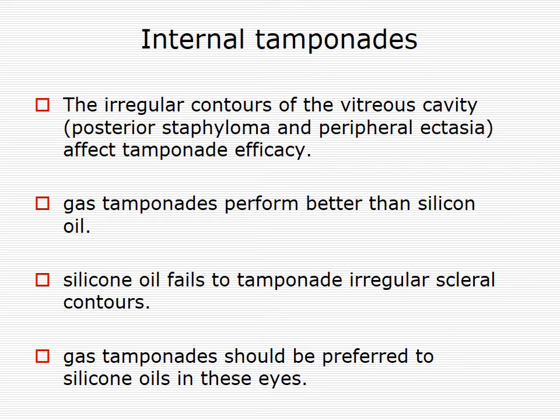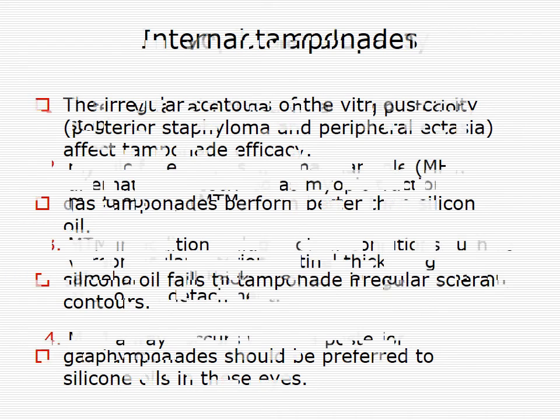The type of tamponade in retinal detachment in pathological myopia. The irregular contour of the vitreous cavity, posterior staphyloma, and peripheral ectasia affect tamponade efficacy. Gas tamponades perform better than silicone in these conditions. Silicone oil fails to tamponade irregular scleral contours. Gas tamponade should be preferred to silicone oil in these eyes.